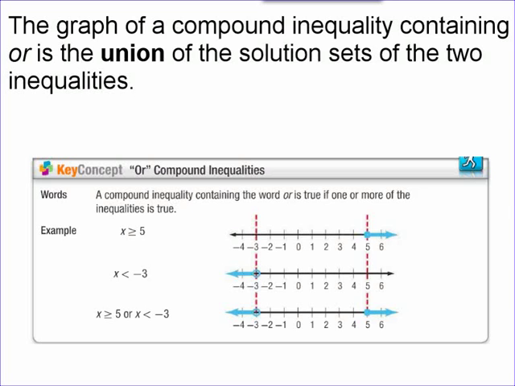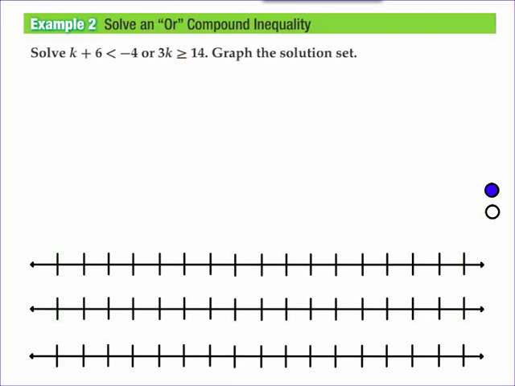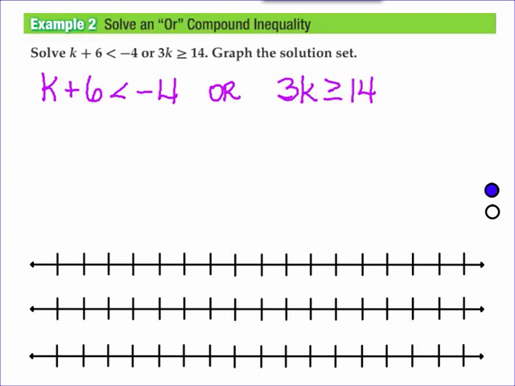So we're gonna look at a few of those. It says solve k plus 6 is less than -4, or 3k is greater than or equal to 14. Graph the solution set. So we've got two very simple inequalities that we're gonna solve. The first one is k plus 6 is less than -4. The next one I've got is 3k is greater than or equal to 14. So how do I solve the first one? Subtract 6, good. So I get k to be less than -10.